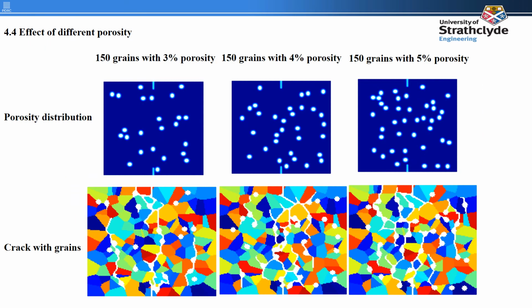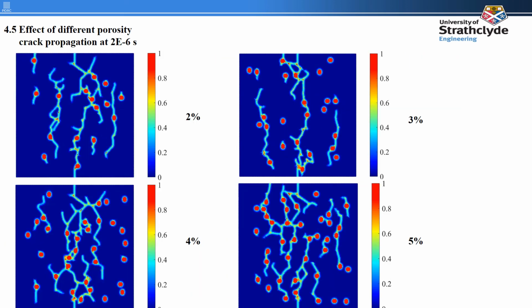Next, the porosity is increased from 2% to 5% gradually. For 3%, the change is not big, but with the increase of the porosity, the severity of the fracture, especially the main crack, becomes increasingly serious. We also put the final stage of the damage for different percentages together, and they can also support our observation.